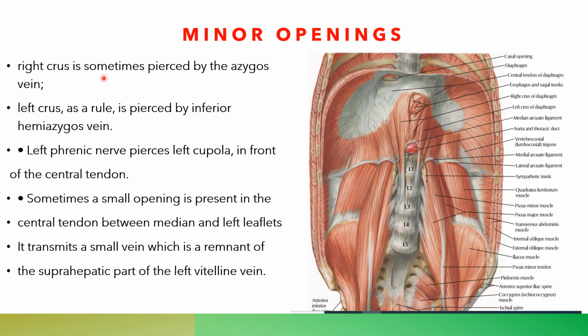Right crus is sometimes pierced by azygous vein. So we can see here the right crus, sometimes it is pierced by the azygous vein. Left crus, as a rule, is pierced by inferior hemiazygous vein. The left phrenic nerve pierces the left cupola in front of the central tendon.